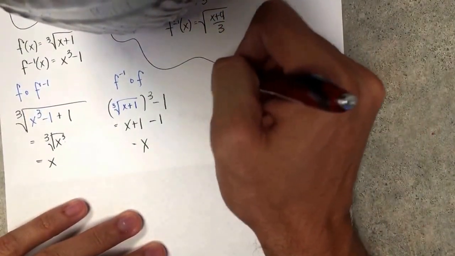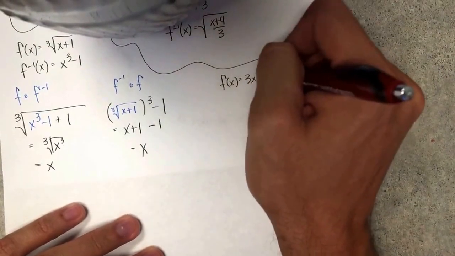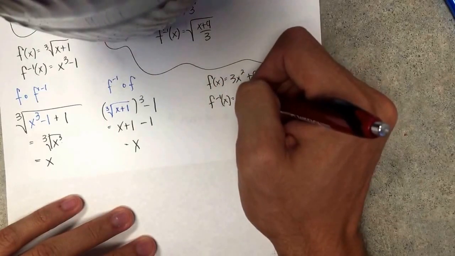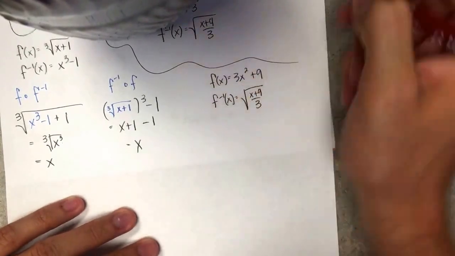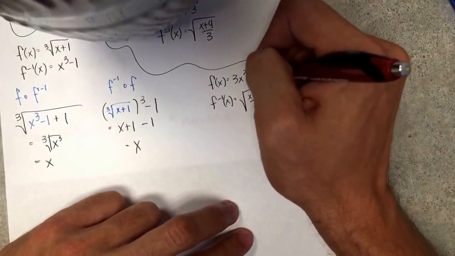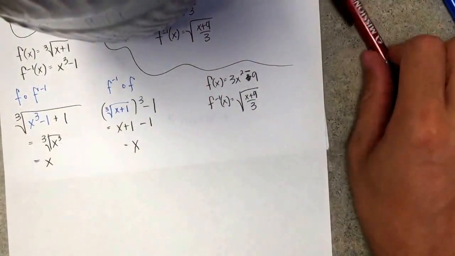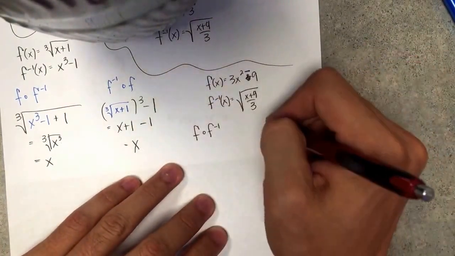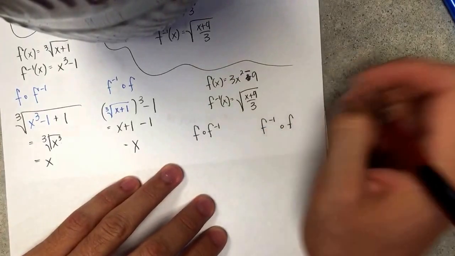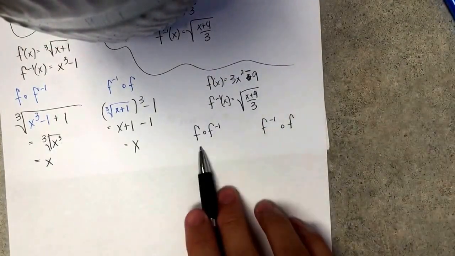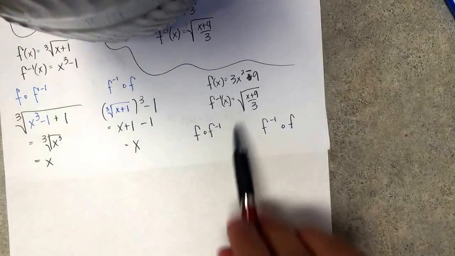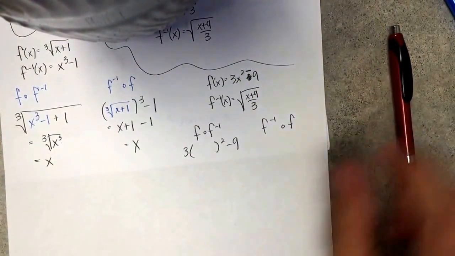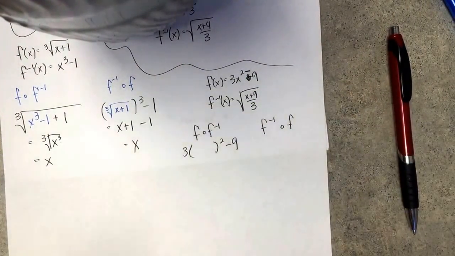So f of x was 3x squared plus 9, and f inverse was the square root of x plus 9 over 3. I'm sorry, this was a minus 9, not a plus 9. That's a minus 9. So I have to do the compositions two ways. I have to do f of f inverse, and I have to do f inverse of f. So for this one, we would take out the x in the first function, 3 times something squared minus 9. That root goes in the parentheses.